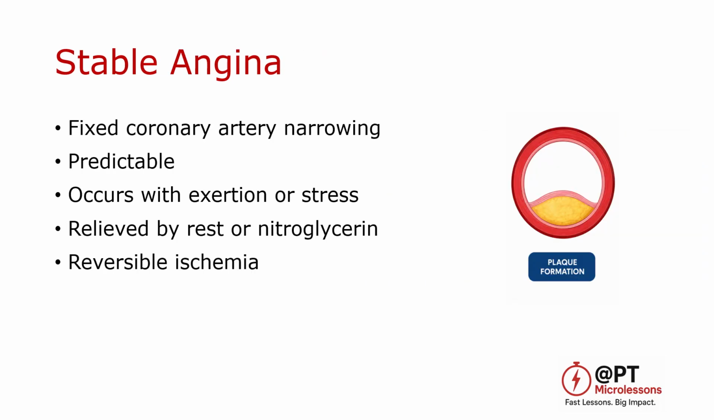Let's start with stable angina. Stable angina is the most common type and typically results from a fixed atherosclerotic narrowing of a coronary artery. Symptoms are predictable and occur when the heart's oxygen demand increases, such as during exercise, emotional stress, or climbing stairs. Because the coronary artery can still provide enough blood flow at rest, symptoms improve with rest or nitroglycerin. Importantly, stable angina does not result in permanent myocardial damage.